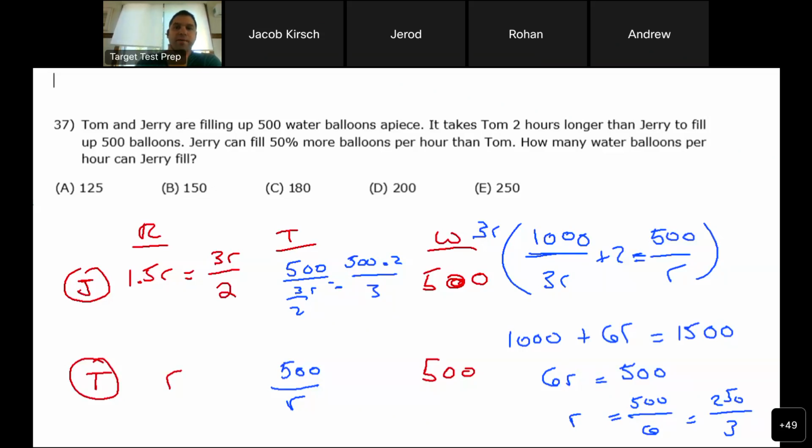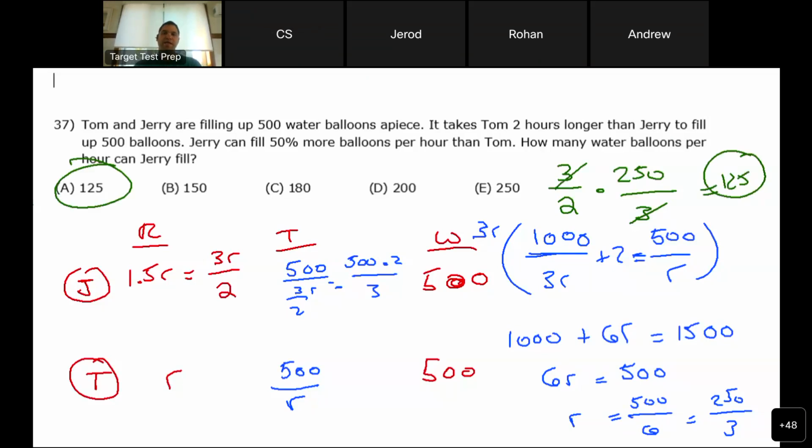That's the rate for Tom, and of course we need to get the rate for Jerry, which is basically 3 over 2 times that, and that's how we end up with 125, which is A. So the final step is 3 over 2 times 250 over 3. That equals 125, and there's your answer.